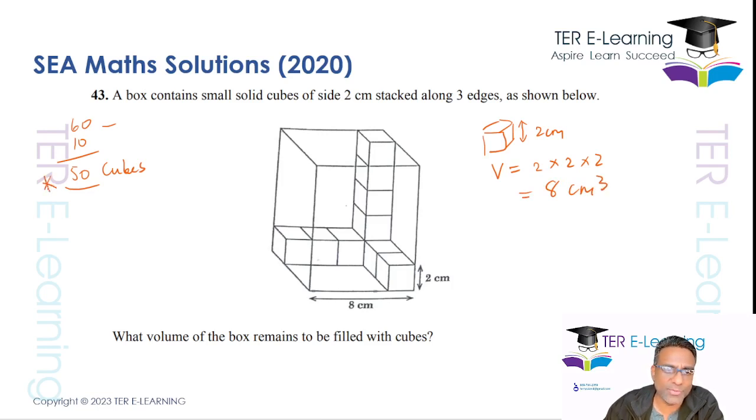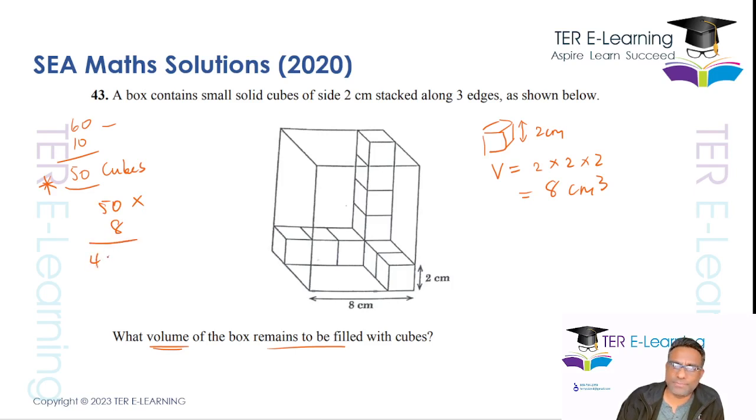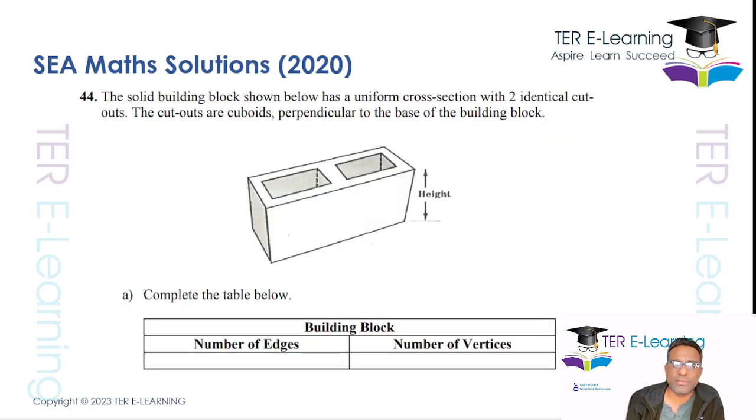So even though I was working out the number of cubes needed to fill, I can use that information to find the volume of the box that remains to be filled. All I need to do is take the 50 and multiply by 8. 8 5s are 40, and you're going to get 400 cm cube. Even though I didn't read the question properly, you worked out the number of cubes to be filled, that's 50. You know the volume of 1 cube is 8, so it's 50 by 8. So that's question 43.